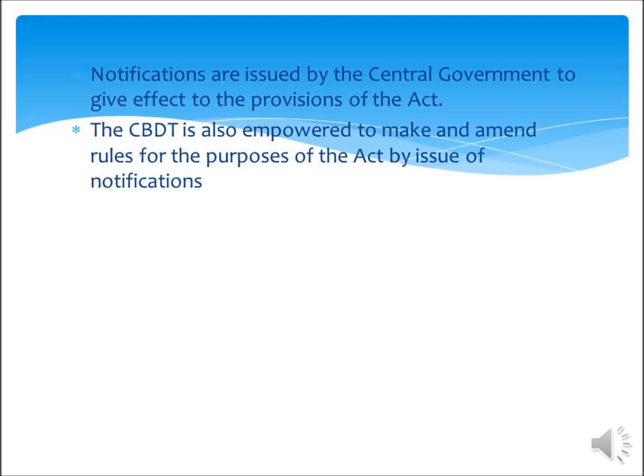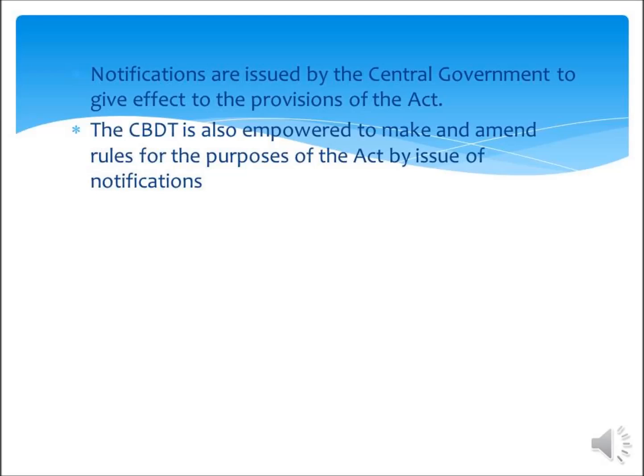So, the CBDT issues the circulars and the central government issues the notifications for the proper administration of the Act and to give effect to the provisions of the Act. The CBDT is also empowered to make and amend rules for the purpose of the Act by issue of notifications. So, the central government issues notifications for the proper administration of the Act, and the CBDT issues notifications to amend the rules, the income tax rules that we discussed in the previous slide, that can be amended by the issue of notifications. So, notifications can be issued by the central government and also by the CBDT.